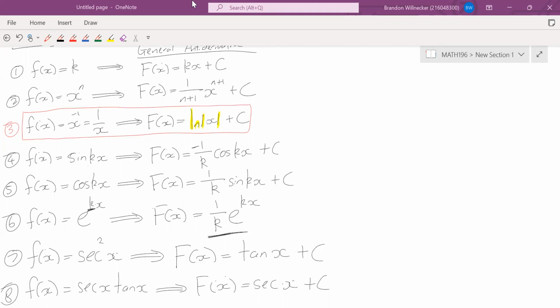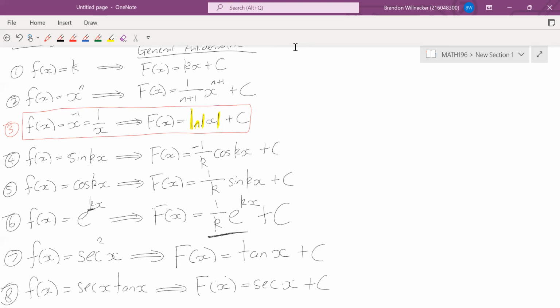Okay, we've got a question there. So you say on number 6, aren't you going to add plus C at the end? Yes, that's right. Thank you for spotting that, plus C. Yeah, so whenever you find the general antiderivative, you always have your plus C. Okay, thanks for spotting that.